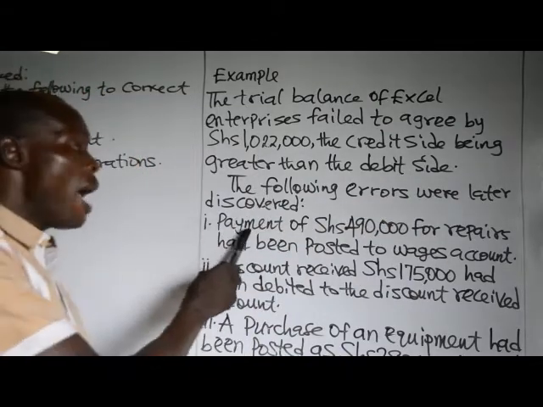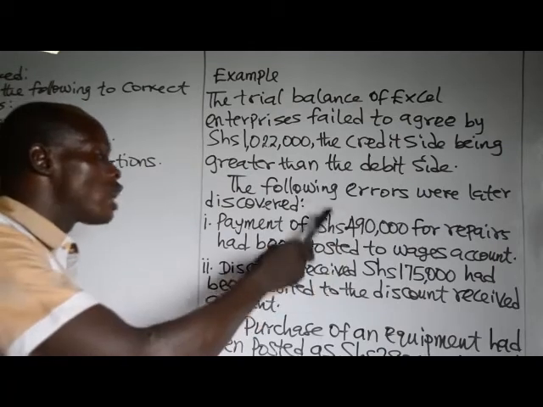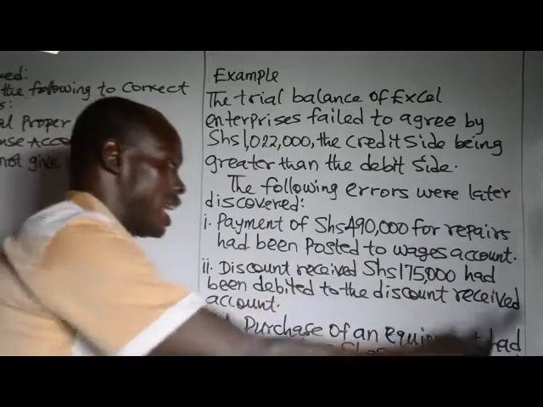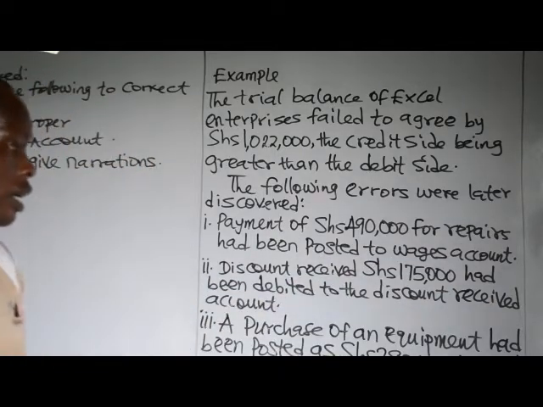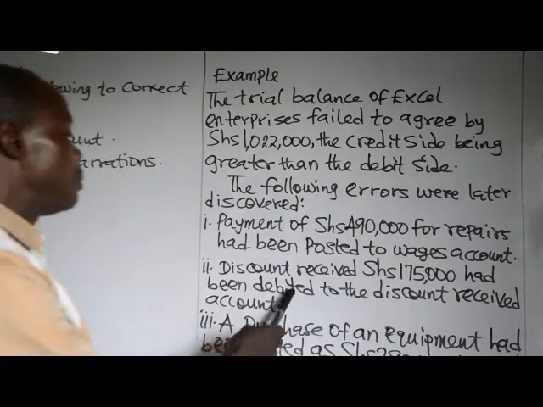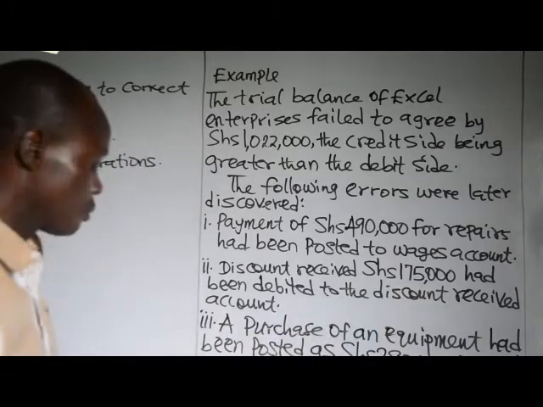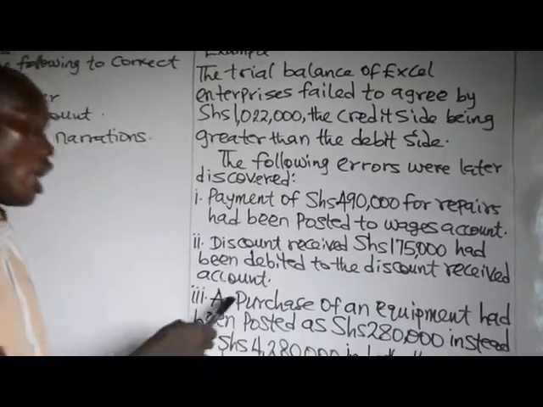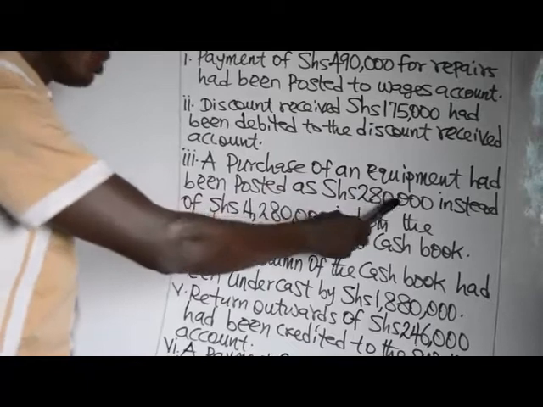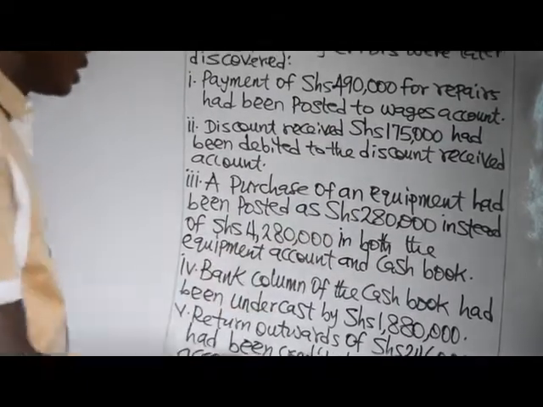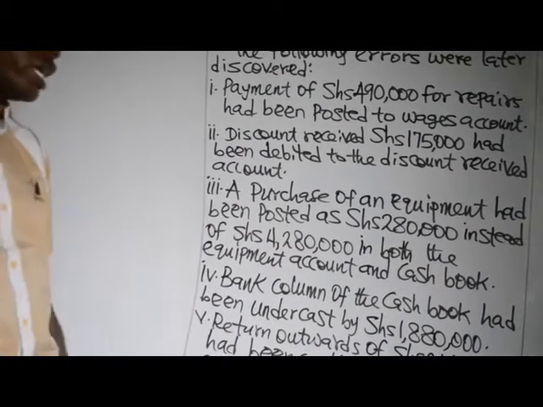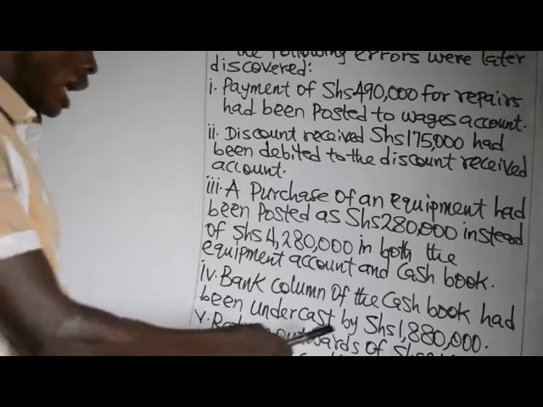1. Payment of 490,000 shillings for repairs had been posted to wages account. 2. Discount received of 175,000 shillings had been debited to the discount received account. 3. A purchase of an equipment had been posted as 280,000 shillings instead of 4,280,000 shillings in both equipment account and cash book.